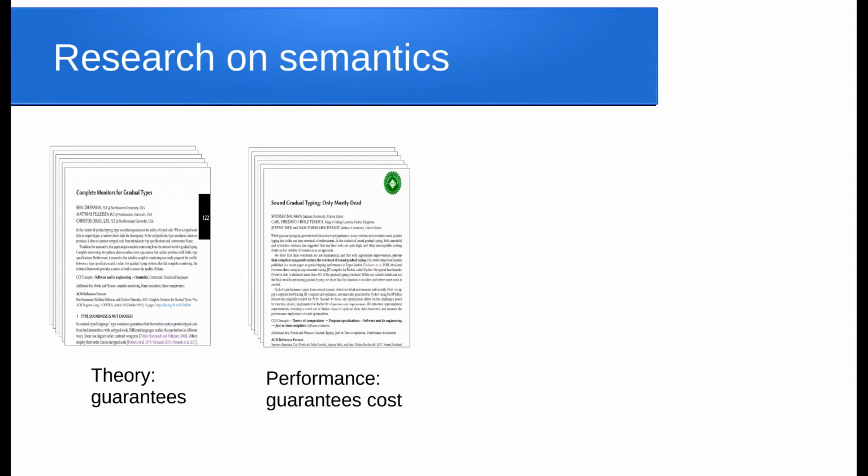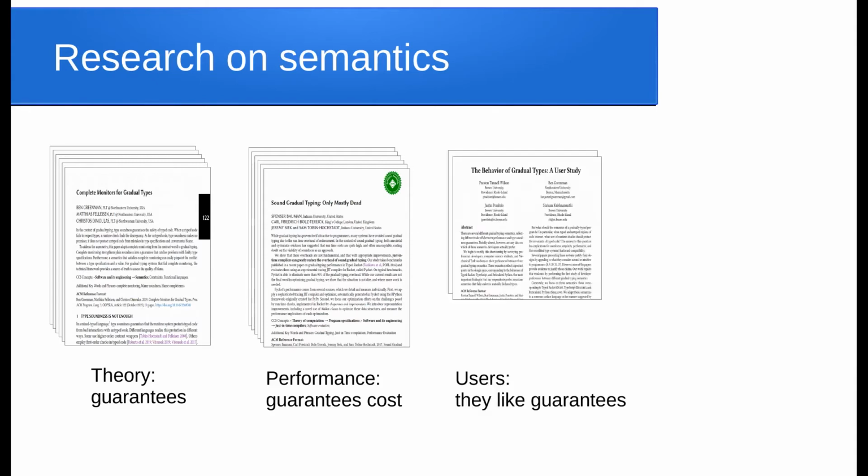Then, extensive performance work has shown how those guarantees come at sometimes extreme performance penalties, but not whether the costs are justified by debugging benefits. There's also been a little work analyzing user preferences, which suggests that users prefer semantics with stronger guarantees. But of course, it's not clear how general that preference is.